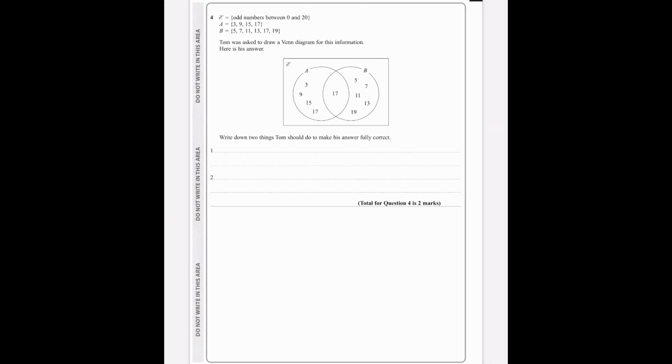Okay, on to question 4. So we've got 17 in there twice. So you've got to remove 17 from the A intersect B complement, the bit that's only in A. And also 1 needs to go in there into the outside section. I've got the outside section A union B complement, but one in the outside would be fine.